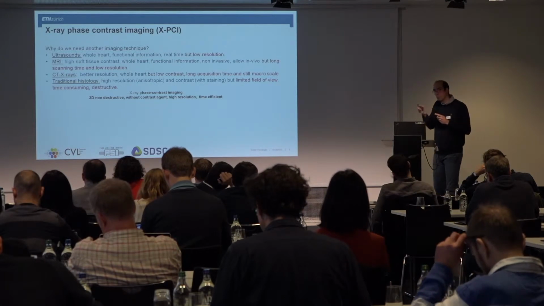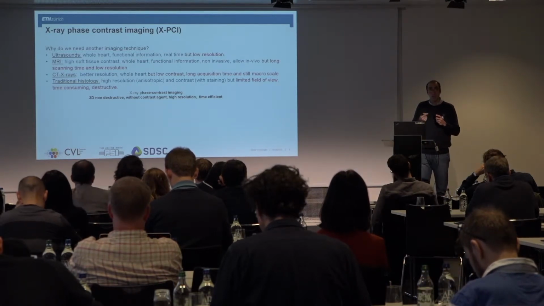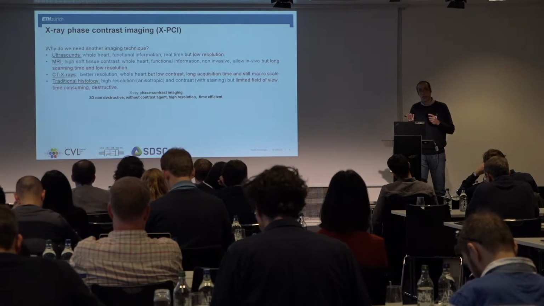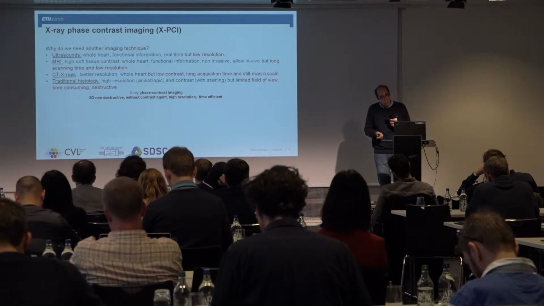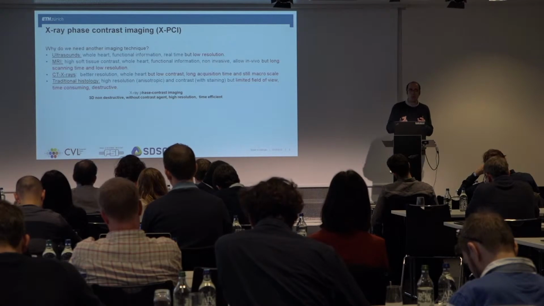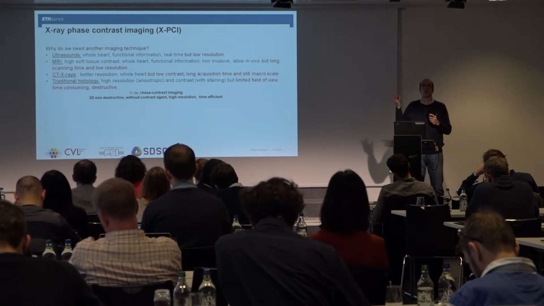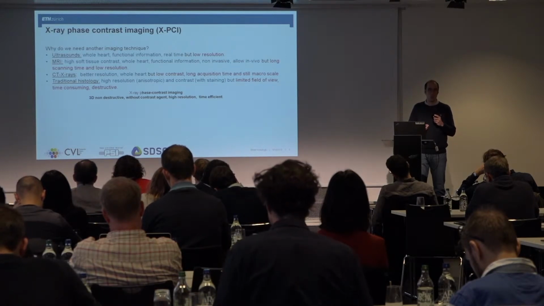We have CT, well, X-ray, multiple X-ray. It gives much better resolution than MRI and ultrasound for sure. It gives us the image of the whole heart, but the issue is it has very low tissue contrast, acquisition times can be long, and it's still at a macro scale. We can go down to, for example, 500 microns, but we cannot go down to 0.500 microns.